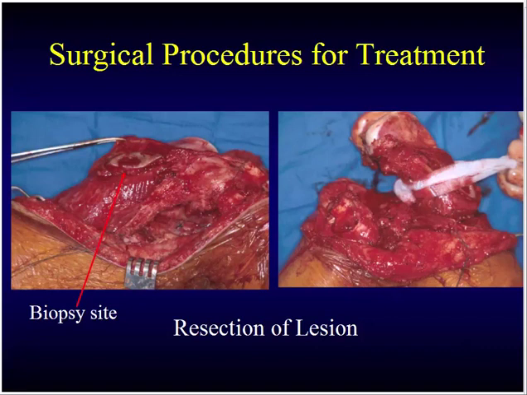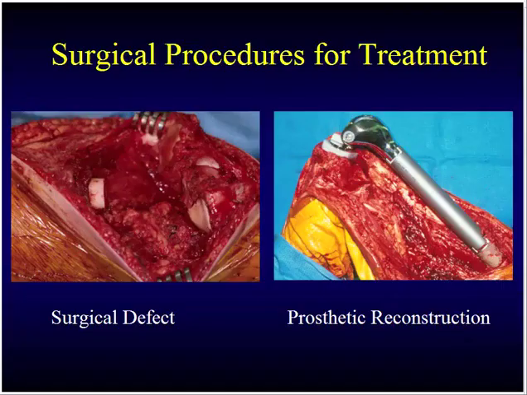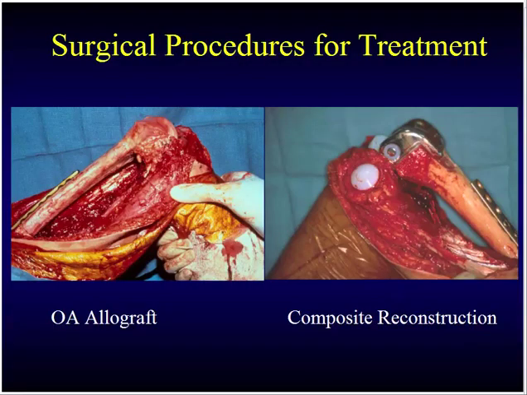Here's the biopsy site. Remember, you have to excise the biopsy site with the lesion. Exposure with the soft tissue intact around the tumor. And then you end up with this kind of deficit. There's the patella. Here's the proximal tibia. Here's the femur. And then you can reconstruct it with a prosthetic reconstruction, with a composite osteoarticular allograft, or with a composite reconstruction of allograft and hardware.